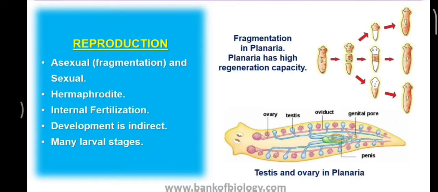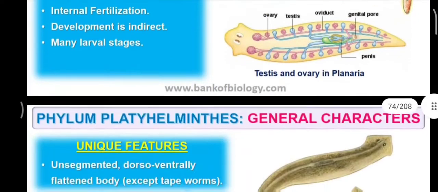These are hermaphrodites because male and female organ systems are in only one animal. Fertilization is internal fertilization. Development is indirect. It has larval forms, many larval stages also. That's the reason they undergo indirect development.